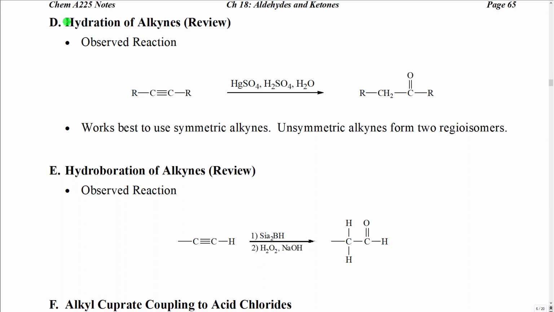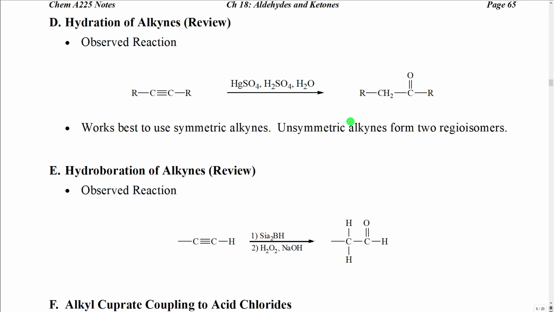Our next reaction is the hydration of alkynes. This was a reaction that we discussed in the alkynes chapter. We start with an alkyne. We treat it with HgSO4, which is mercury 2 sulfate, H2SO4, which is sulfuric acid, and water. What happens in this reaction is that one of the carbons gets two hydrogens attached, the other carbon gets a double bond O attached.